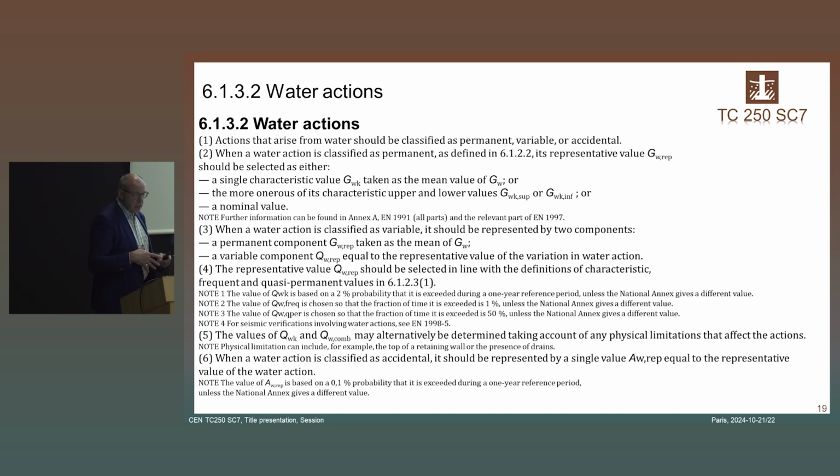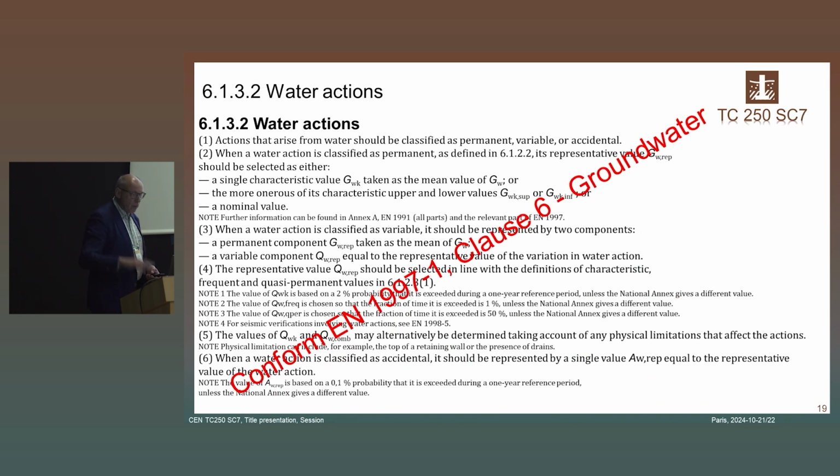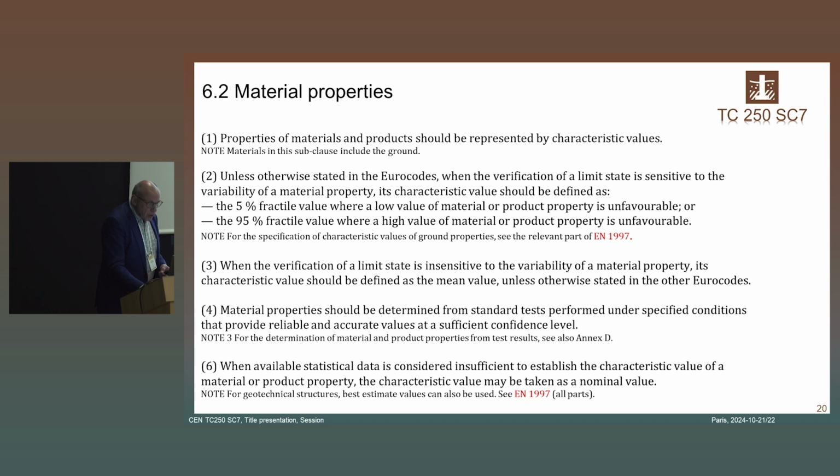Actually, and also if there's a physical limitation, then you can take a nominal action. Well, the whole thing is actually conform EN 1997, or EN 1997 is conform EN 1990. Material properties, again, the general issues I think were already highlighted in the lecture by Jose, the 5% fraction and the 95% fraction to determine a characteristic value.